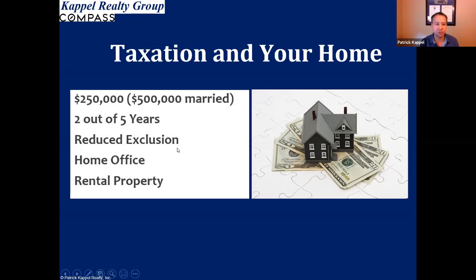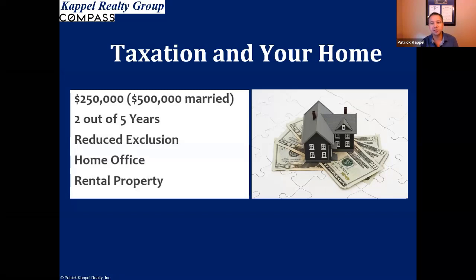Now it mentions up here reduced exclusion. That's if you get to the point where you haven't lived in it 2 of the last 5 years. Maybe you've lived in it only 1 of the last 5 years or 18 months of the last 5 years. There's also an issue if you've written a portion of your home off as a home office. You'll still be able to make a lot of tax-free money, but there's going to be a portion that might not be tax-free because you've done all those write-offs.